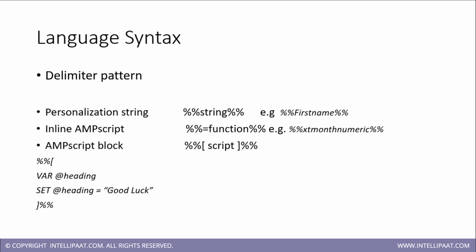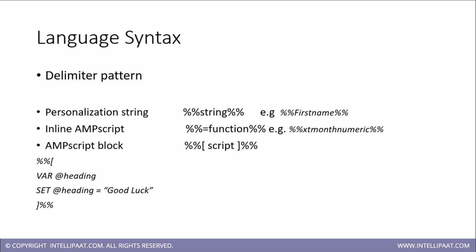Personalization strings can be of 2 types. By the way, a personalization string is system defined, as in you don't create it. AMP script you do, but personalization strings are there by default, out of the box, and you just need to use them. There could be 2 types of personalization string. One is the one that I've mentioned, like first name. These are standard, based on your data source or data extension.